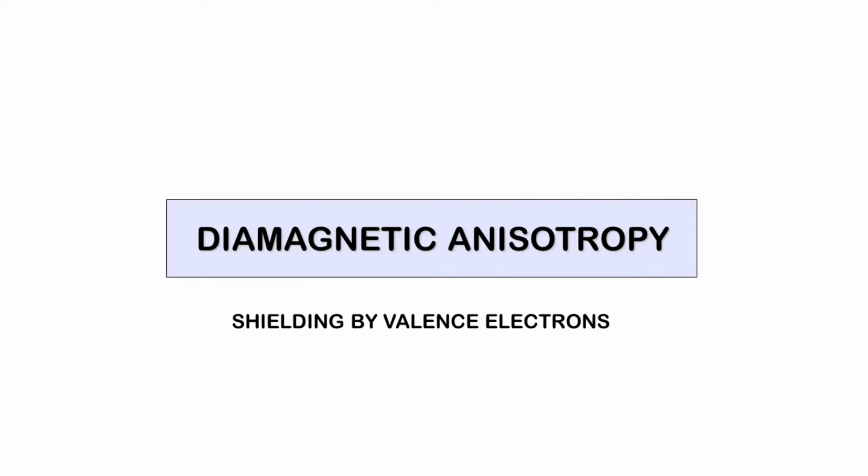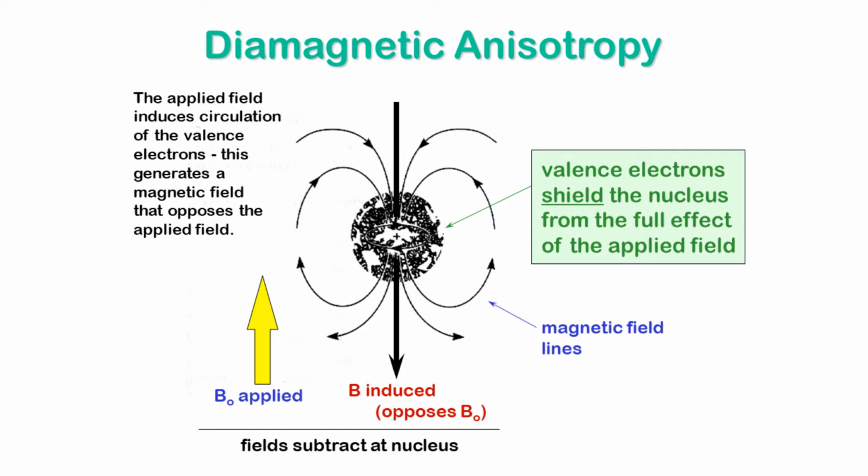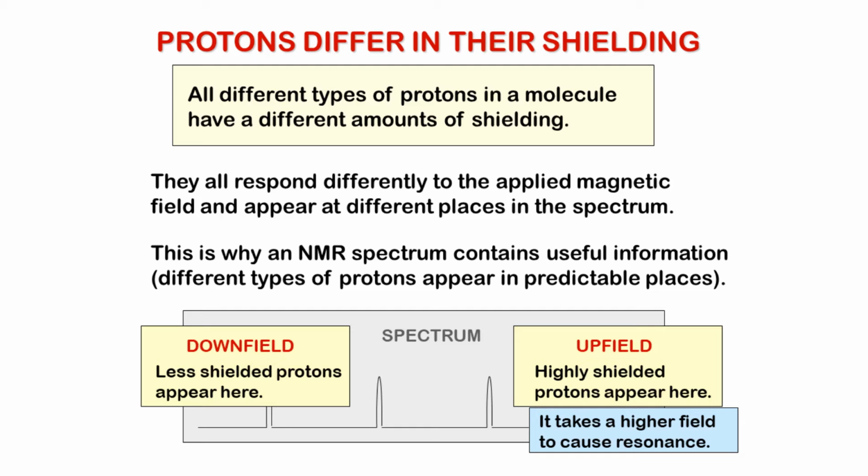Next, we explore the concept of diamagnetic anisotropy and how valence electrons shield the nucleus. Valence electrons create a magnetic field that opposes the applied field, shielding the nucleus from its full effect. Different types of protons in a molecule have different amounts of shielding, causing them to appear at different places in the spectrum. Highly shielded protons appear upfield and less shielded protons appear downfield.